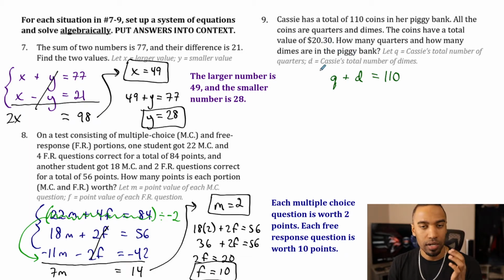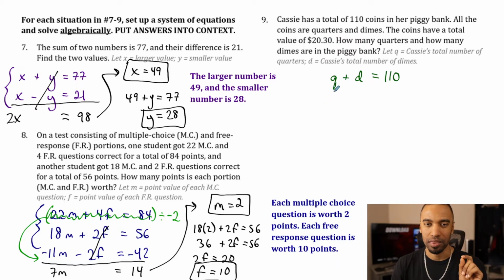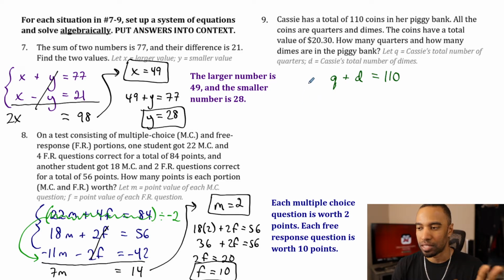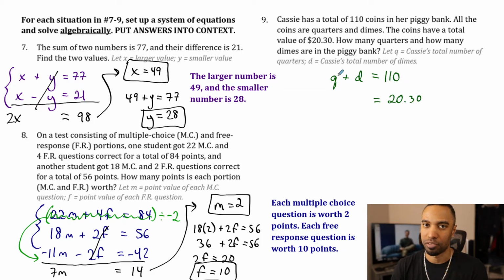Now I'll let you know right now, on the last review video that I did, the equation was set up for us with this, and I explained how everything worked. Now that we've talked about these several different times, I'm going to go right through it. Total value is $20.30. How do we make an equation that talks about quarters and dimes with that? Well, each quarter is 25 cents.